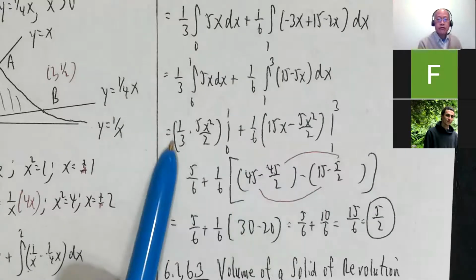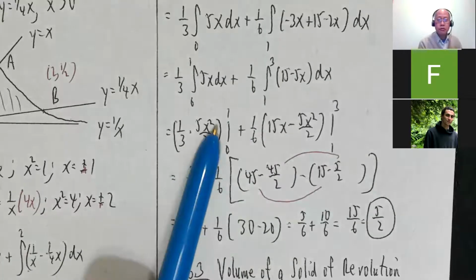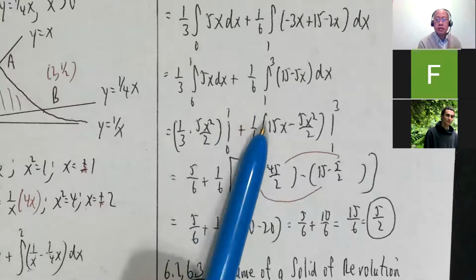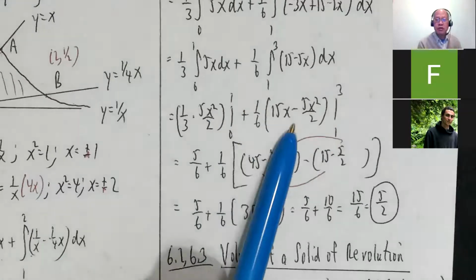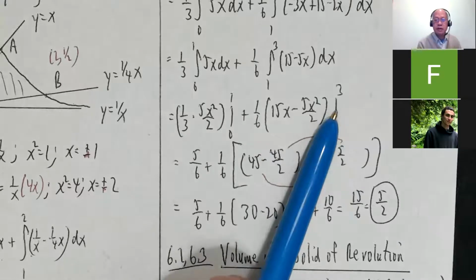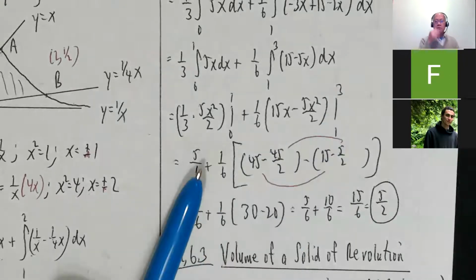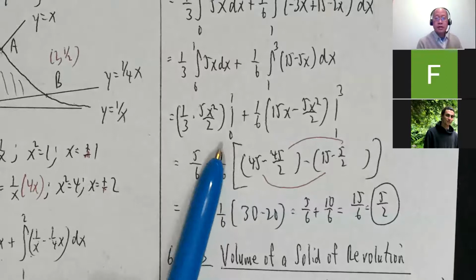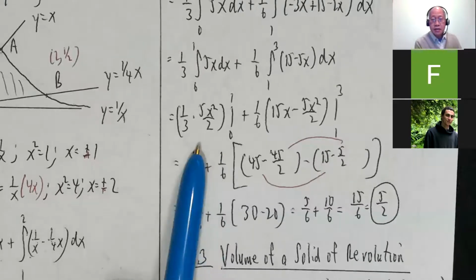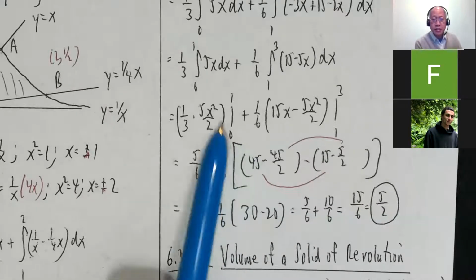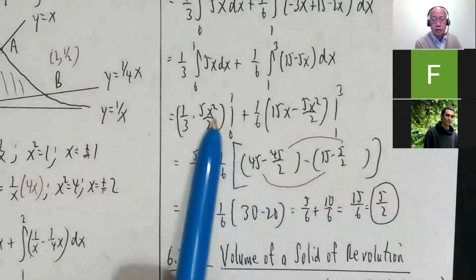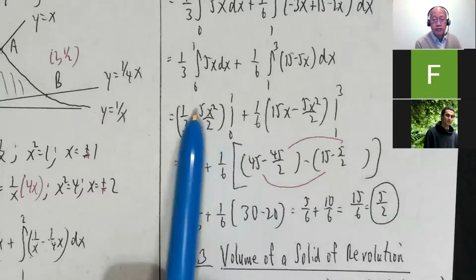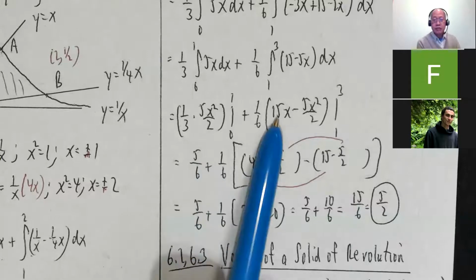Okay, so 1/3, 5x squared over 2 from 0 to 1. 1/6, 15x minus 5x squared over 2 from 1 to 3. Okay, this is going to be 5 over 6. You can tell when you plug in 0, you get 0, right? Plug in 0, that's gone. So I just plug in 1, it's 5 over 6. So that's easy. This one's a little bit harder.